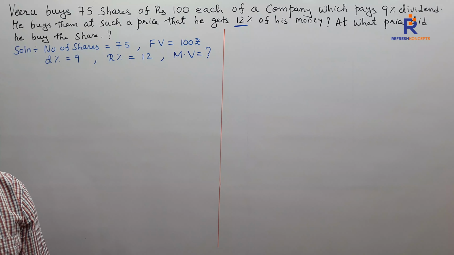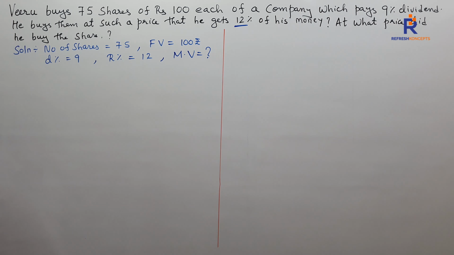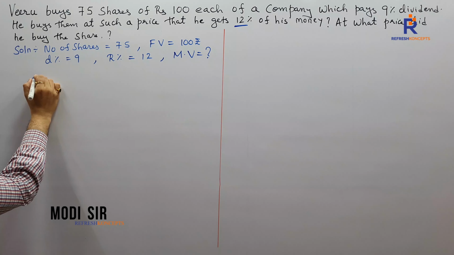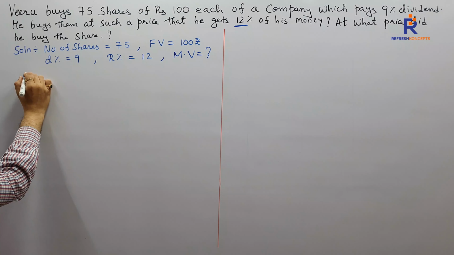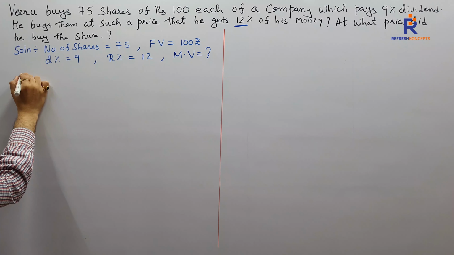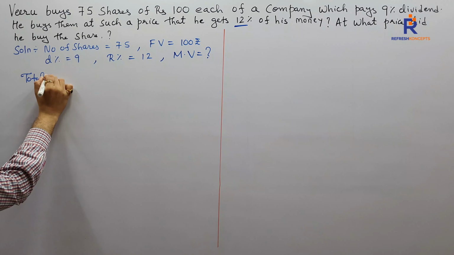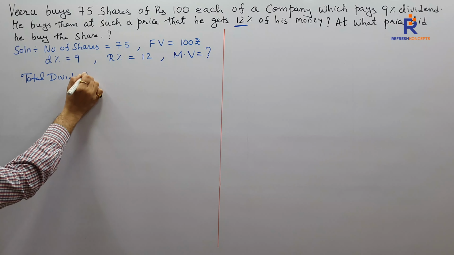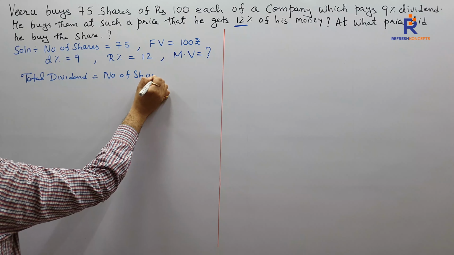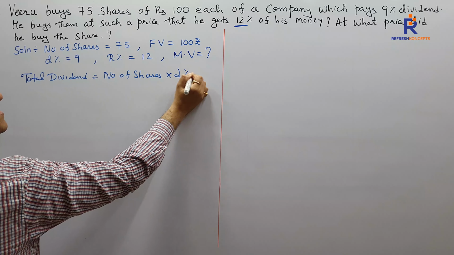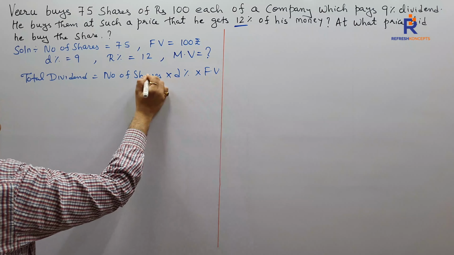Let's start. So number of shares given to me, face value known, dividend percent known, rate of return known, market value is what we need to find out. So total investment also and per share also. Can I find out total dividend? So what is total dividend? Total dividend is equal to number of shares into dividend percent into face value.